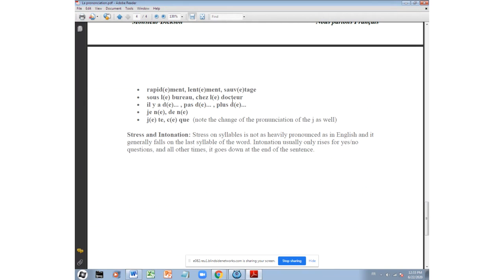Then we have stress and intonation. Stress of syllables is not as heavily pronounced as in English, and it generally falls on the last syllable of the word. Intonation usually only rises for yes or no questions. Note that, yes or no questions, when we will be talking about interrogation later on. And all other times, it goes down at the end of the sentence.